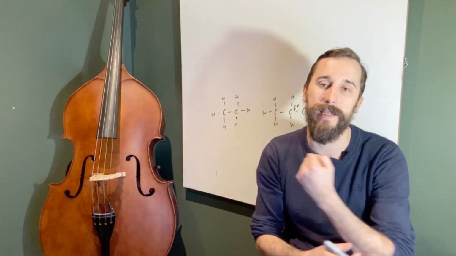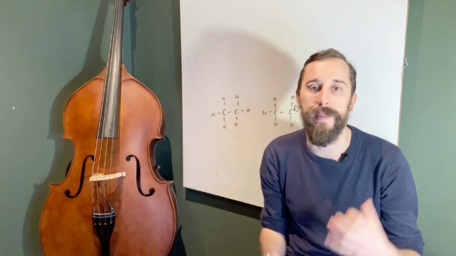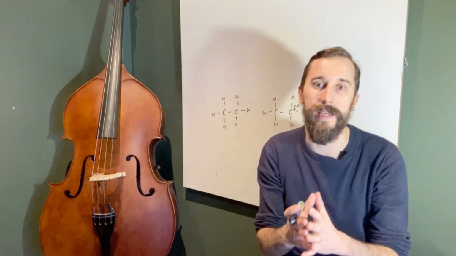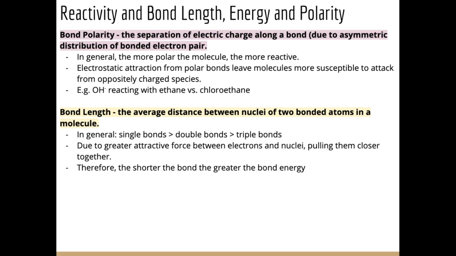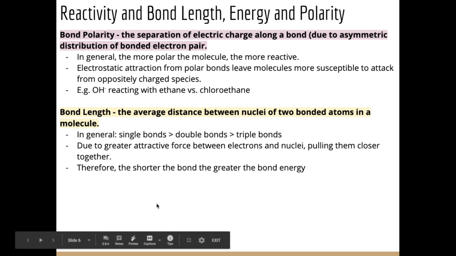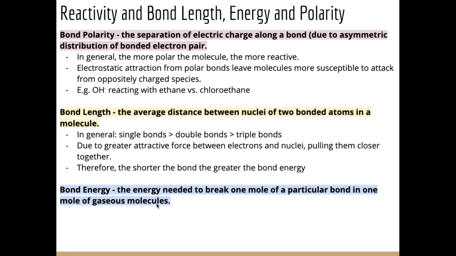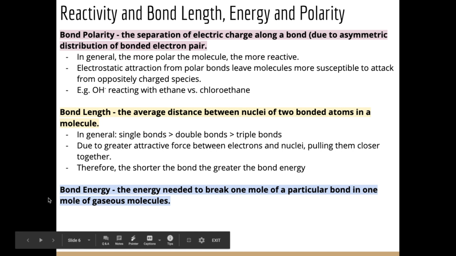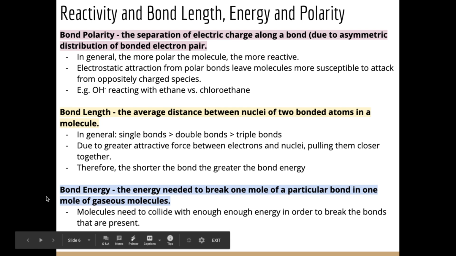They're going to be held less tightly because the attraction between the negative electrons and the positive protons is related to the distance. So if we've got a single bond, double bond, and a triple bond, it means that shorter bonds are going to need more energy to break them apart. So we could say that a double bond in general is stronger than a single bond, triple bonds are stronger than double bonds. So let's look at this bond energy in just a bit more detail. Bond energy is the energy needed to break 1 mole of a particular bond in 1 mole of gaseous molecules. Molecules need to collide with enough energy in order to break the bonds that are present.